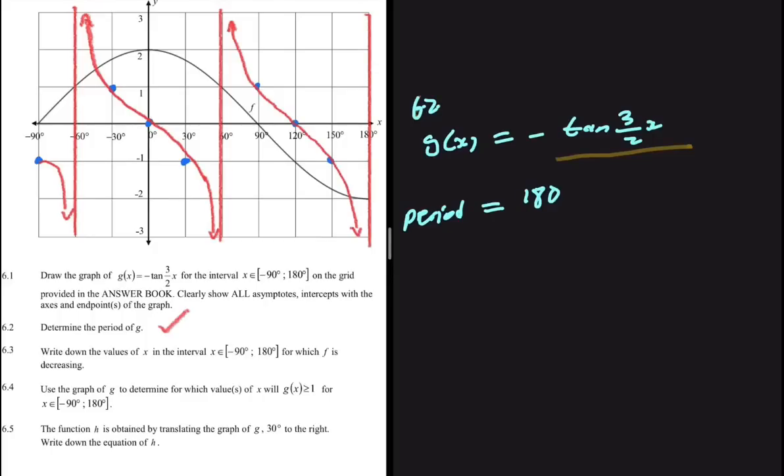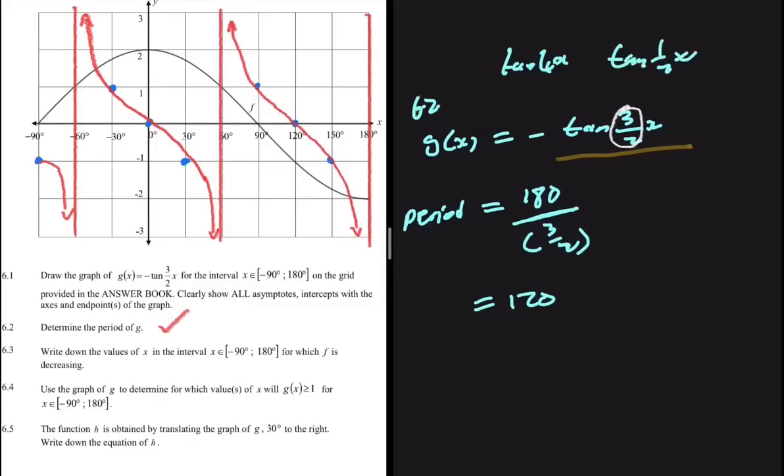You divide the period of tan of x by 3 divided by 2, the coefficient of x. If it's 1, you just divide by 1 and you get 180. So if we divide 180 by 3 divided by 2, we're going to get 120. If we had tan 4x, we would divide by 4. If we had tan 1 divided by 2 x, we would divide by a half. So whatever coefficient of x you have, you just divide the original period by. So the period of our graph is 120.